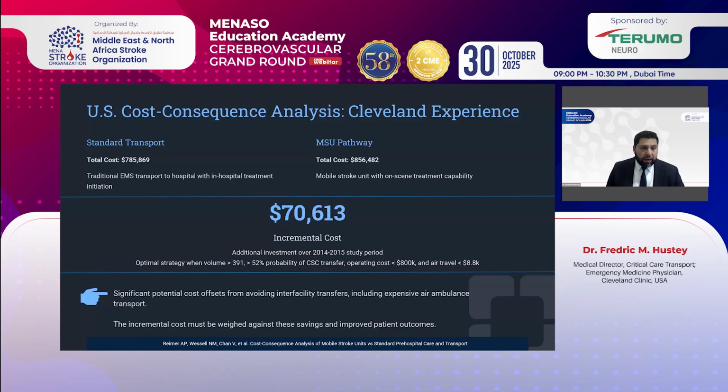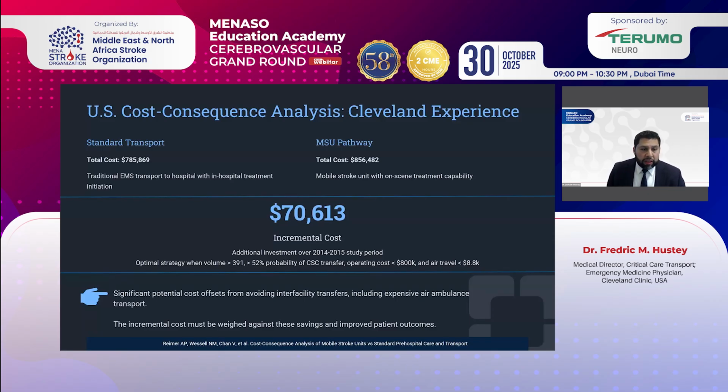But what we found is that there was a significant cost offset, and that comes from avoiding interfacility transfers, including very expensive air ambulance transport. And so again, you're going to hear it, getting patients to the right place the first time. That is a significant advantage of using a mobile stroke unit.